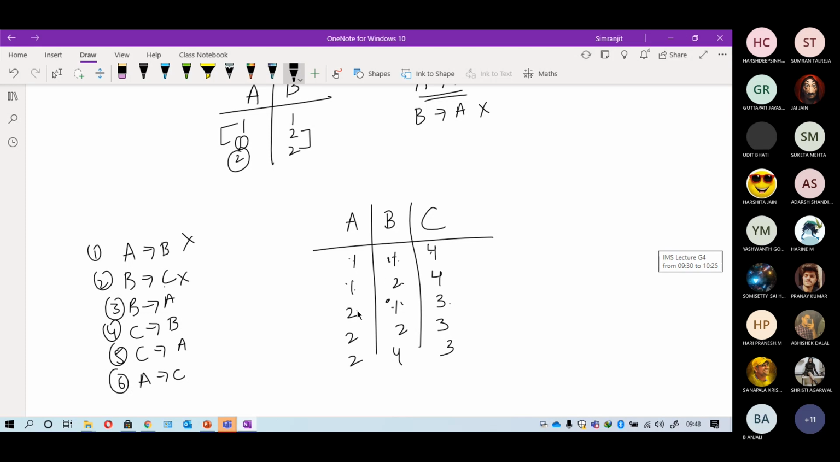So again, 1 is 1, 1 is 2. Again it has to be 1, so it is not wrong. Similarly, C tends to B. 4 and 4 is repeated. 4 is 1 and 4 is 2. They are different, so you can say wrong.